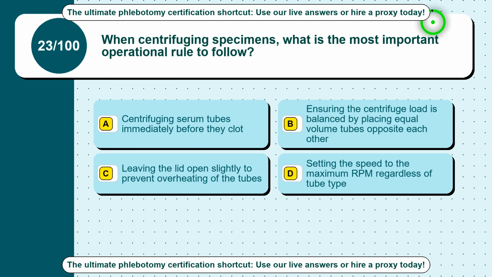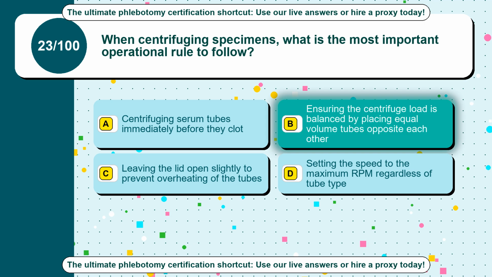Question 23. When centrifuging specimens, what is the most important operational rule to follow? Option A, centrifuging serum tubes immediately before they clot. Option B, ensuring the centrifuge load is balanced by placing equal volume tubes opposite each other. Option C, leaving the lid open slightly to prevent overheating of the tubes. Option D, setting the speed to the maximum RPM regardless of tube type.